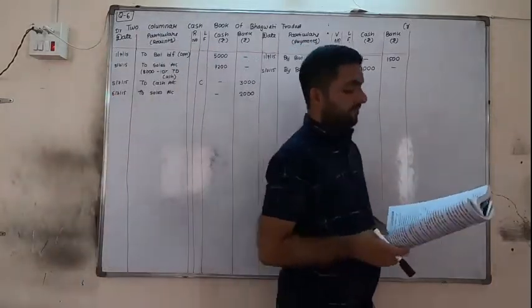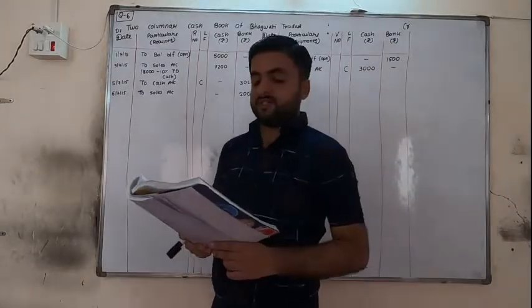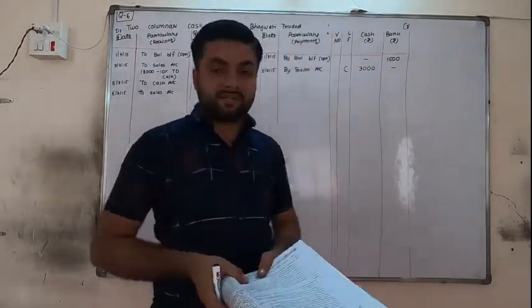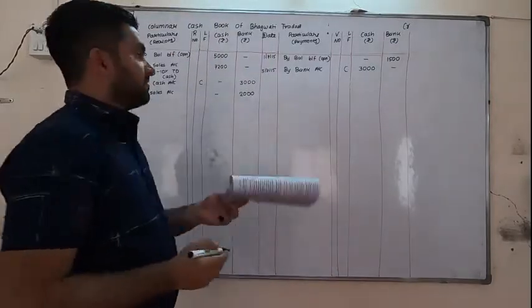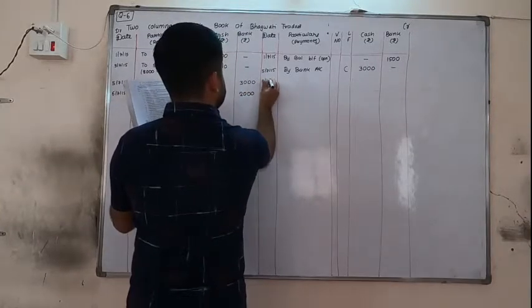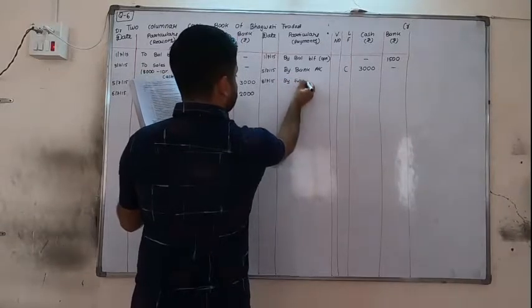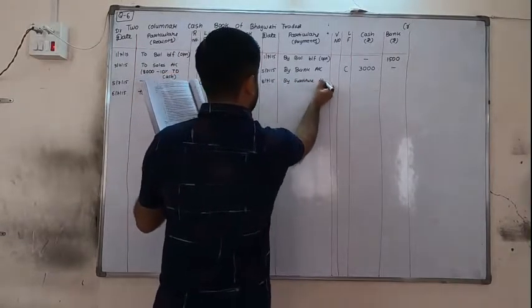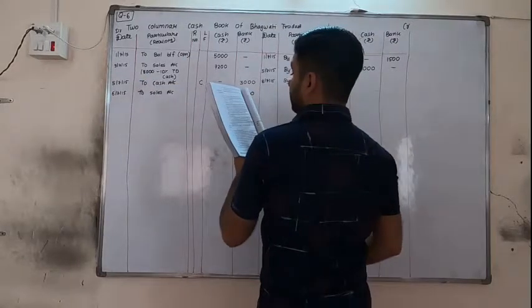Next. 8th. Furniture of 2000 purchased and the amount is immediately paid by check. Furniture is purchased and amount is paid by check, so bank is the giver. So on credit side, by furniture account. We cannot write purchase because we are not purchasing goods. By furniture account, and furniture is for 2000.